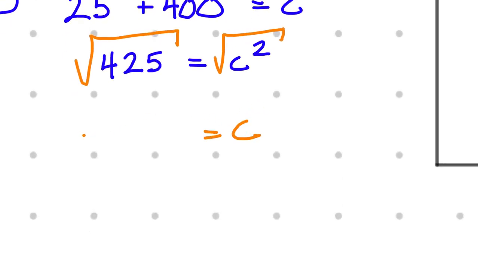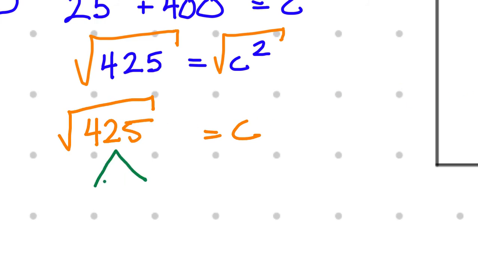Is it 212.5 times 2 equals 425? Not quite, because you want to have a perfect square in there, so it can't be a decimal. So I'll leave this as the square root of 425 for now. And then the question is, how do we simplify this radical?